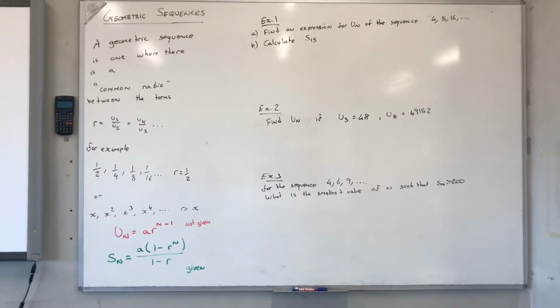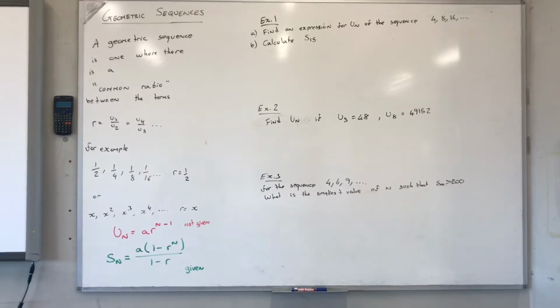Hi. So here we're going to look at geometric sequences, and a geometric sequence is one where there is a common ratio between the terms. So for example, the common ratio is equal to u3 divided by u2, which is equal to u4 divided by u3, which is equal to u5 divided by u4, and so on. An example of that would be 1/2, 1/4, 1/8, 1/16, continuing, where the common ratio between them is a half.